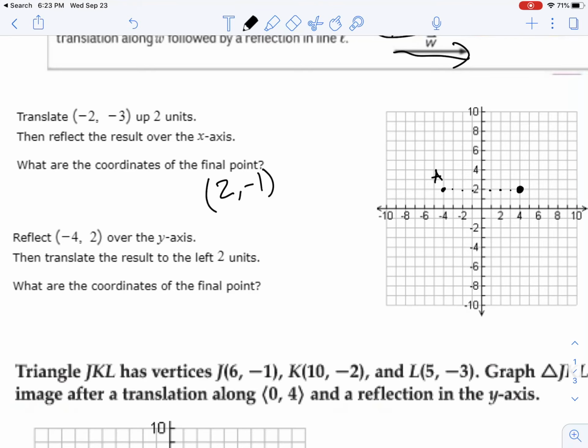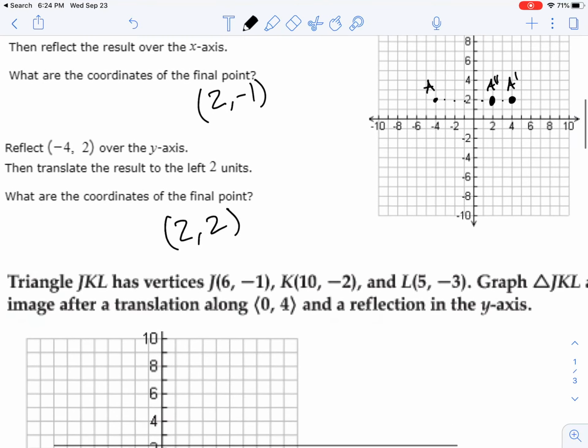Translate the result to the left 2 units. 1, 2 would be right there. So this was A prime, and this is A double prime. What are the coordinates of our final point? Looks like it's 2, 2.